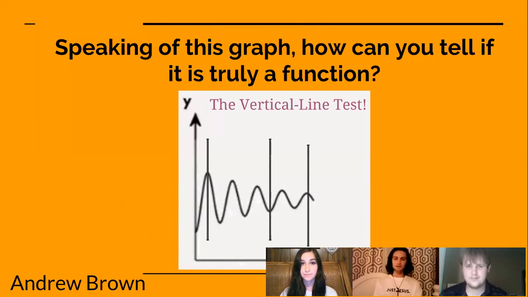In this case, the vertical line test can always be counted on to tell you whether or not a graph is truly a function. You can see that the three vertical lines that I randomly placed on this graph only intersect the graph just once. This means that the graph is indeed a function since the vertical lines don't intersect the graph more than once. So thanks for asking me this question. I want to ask you a question.